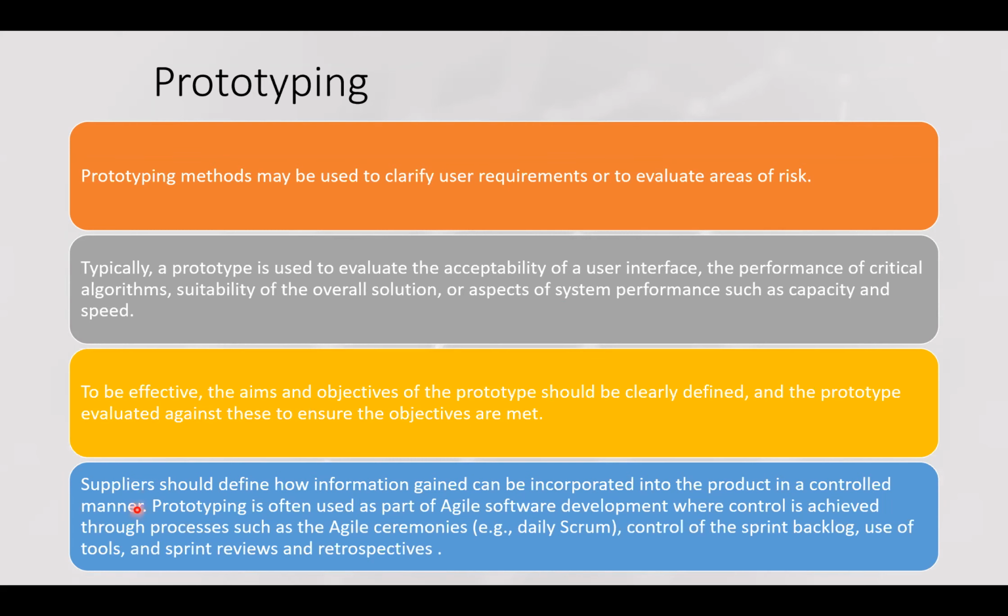Now, the supplier should define how information gained can be incorporated into the product in a controlled manner. Prototyping is often used as part of agile software development, where control is achieved through processes such as daily scrum, control of the sprint backlog, use of tools, and sprint review and retrospective. It means: take the first step, develop that, test that, and approve that. This is the agile process, and we can use that. If you want to know about the agile method, you can see one of my videos on it.